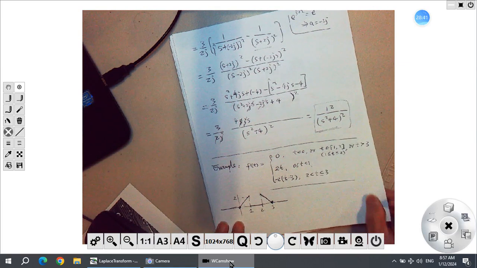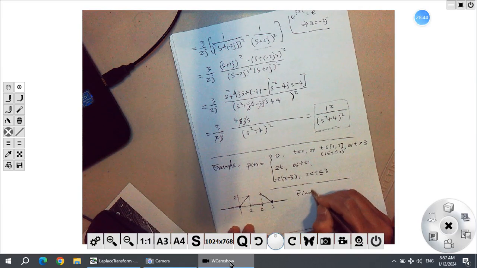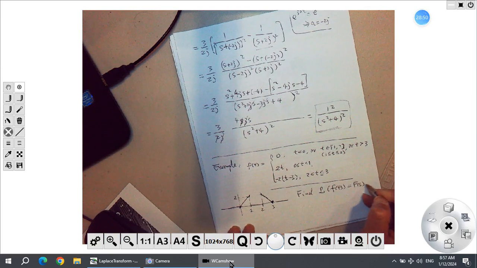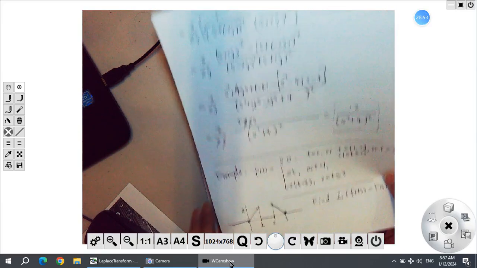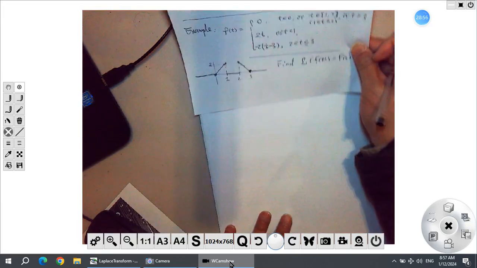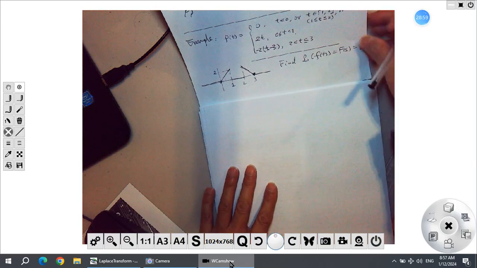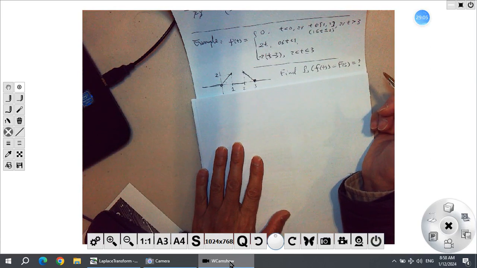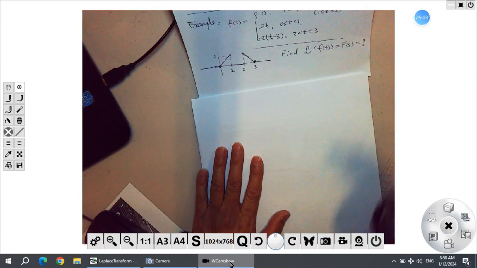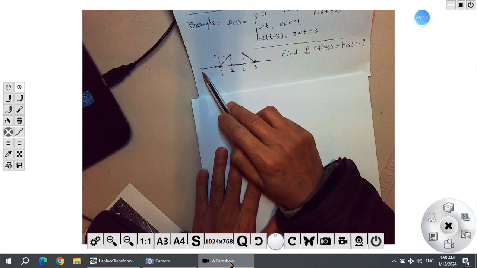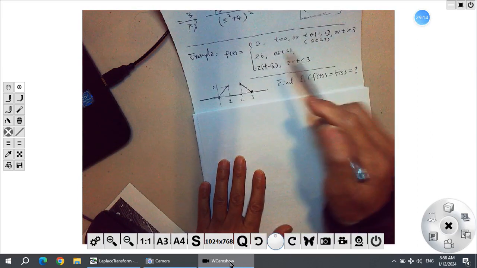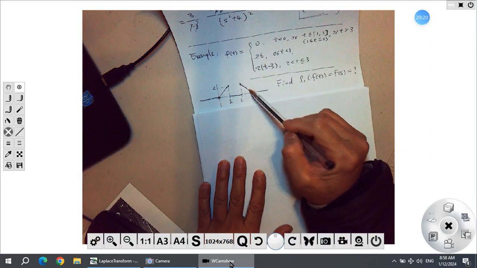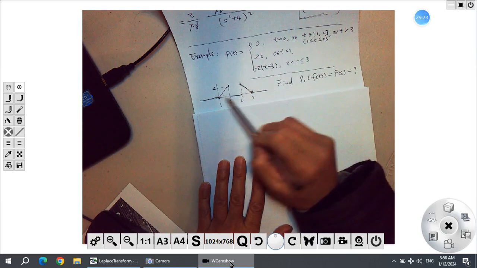Then we want to find the Laplace transform of f of t, which is F(s). We want to find this one. Now how to do it? We work like this. You look at the graph of the function. For this kind of problem, if you only have a formula to describe the function, you need to draw the graph first. Now I already have the graph, right? So we can just use this graph.